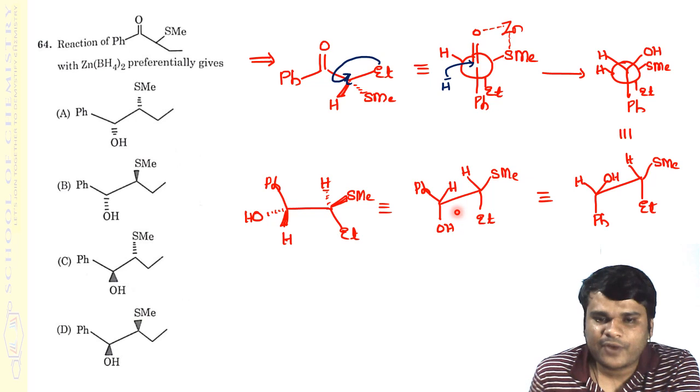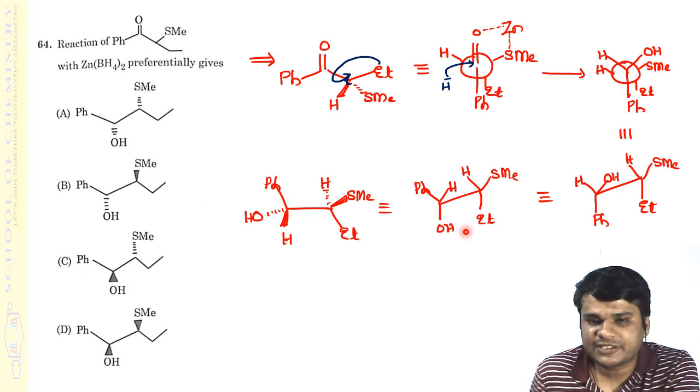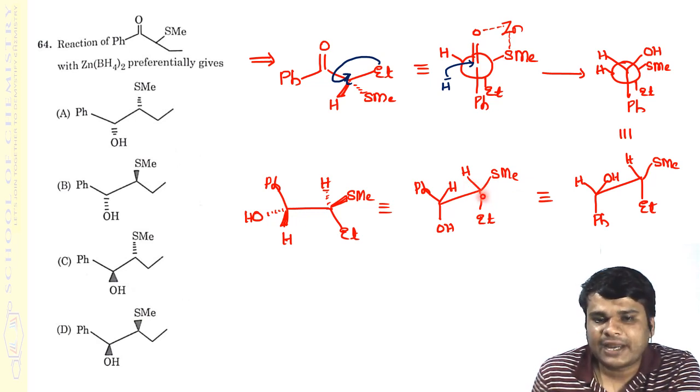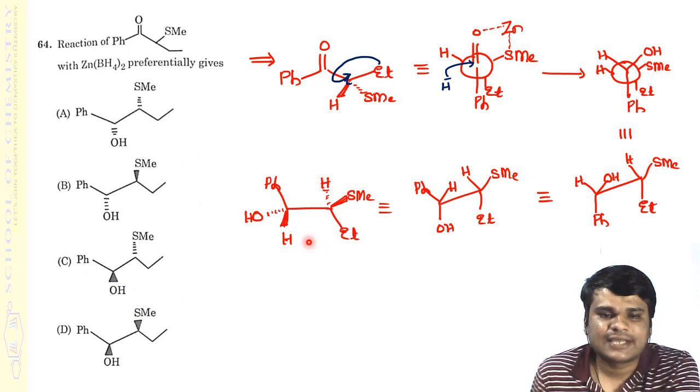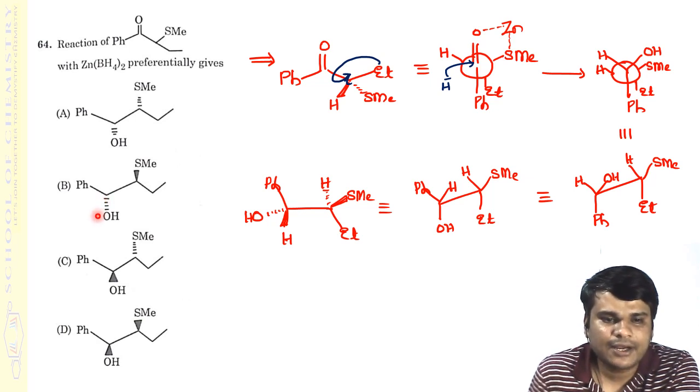Now if I consider that Ph and Et are in the same plane as they have represented here, then Ph has to be tilted slightly and brought up. H slightly bends towards the observer, H is towards the observer, OH will be away from the observer. On this carbon atom, you can easily find that SMe should be towards the observer, and H should be away from the observer. Exactly this molecule you get. And if you look at the options, OH on the rear side and SMe towards the observer, it is there in option B.